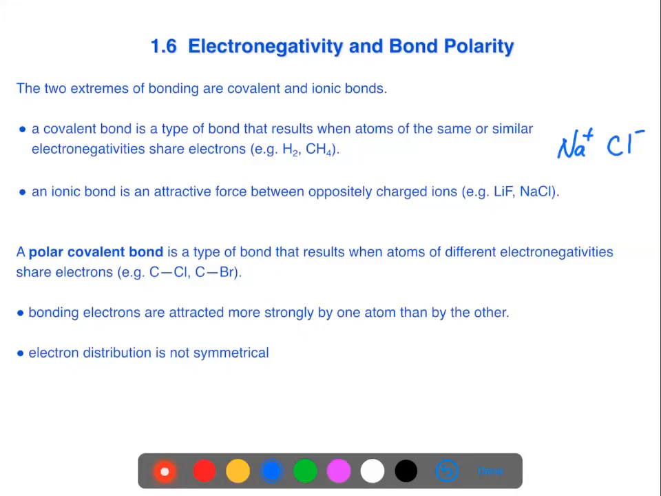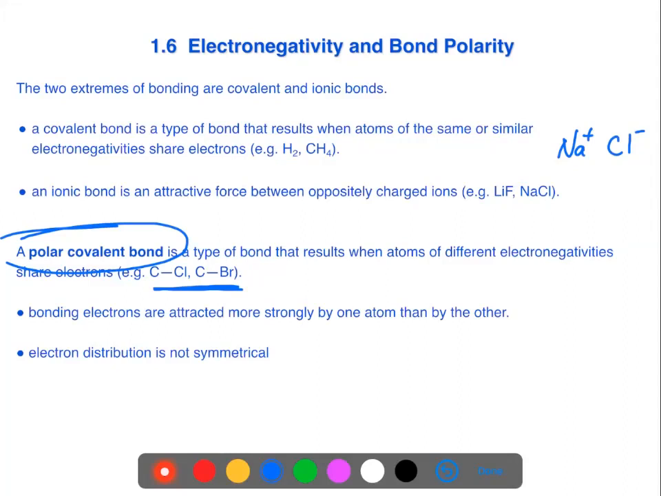Now, the majority of our course, we're going to be looking at polar covalent bonds. As I've said, this is where reactivity occurs in organic compounds. And so a polar covalent bond is a type of bond that results when atoms of different electronegativities share electrons. So that could be, as in our previous example, between carbon and oxygen, carbon and nitrogen, nitrogen and oxygen, and even more clearly between the halogens and carbon. And this makes up a family of compounds that we'll discuss soon, which is the alkyl halides.